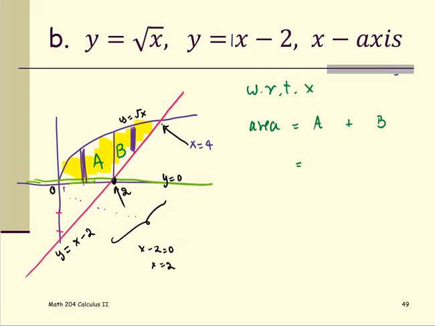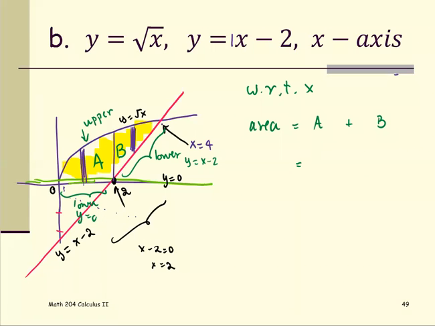Area A, what is the upper function? This one is always upper for both A and B. And for this part, the lower is the line y equals 0. For part B, the lower is the line y equals x minus 2.